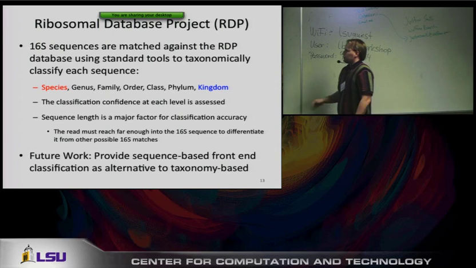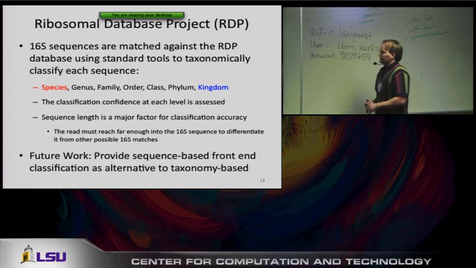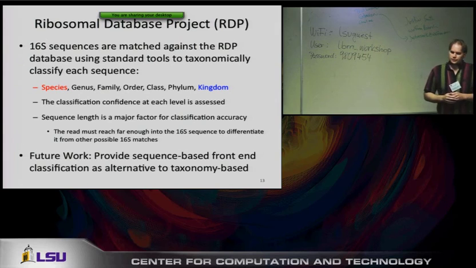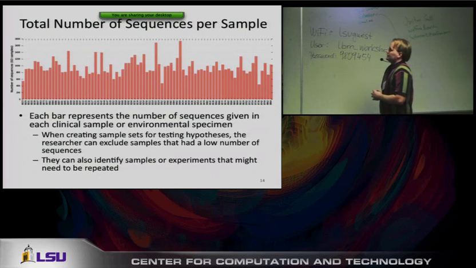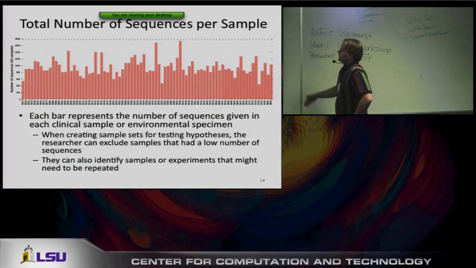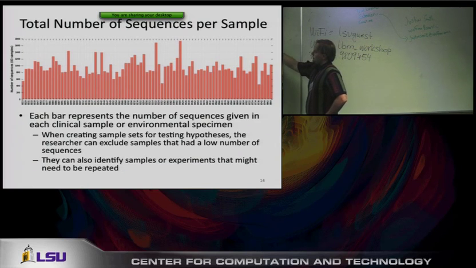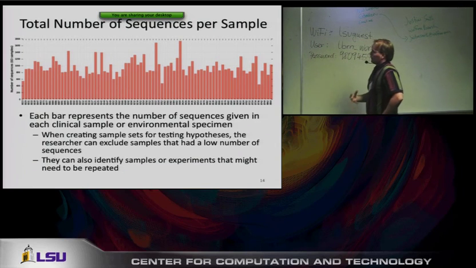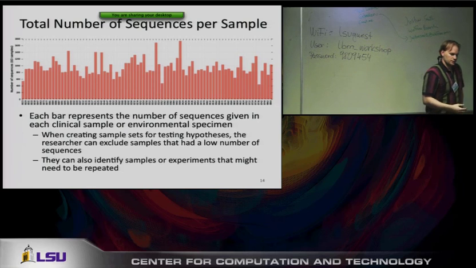So some of the future work that we're working on right now is another approach other than using this ribosomal database, where we're looking at a pure sequence-based front end, and I'll motivate that at the end of the talk. So some other things that we show in this framework, for each sample, each of these on the x-axis is a sample, we show the total number of sequences so that the researcher can easily see whether they didn't get enough sequences from a sample to make any valid conclusions, or if they need to sequence further a given sample.